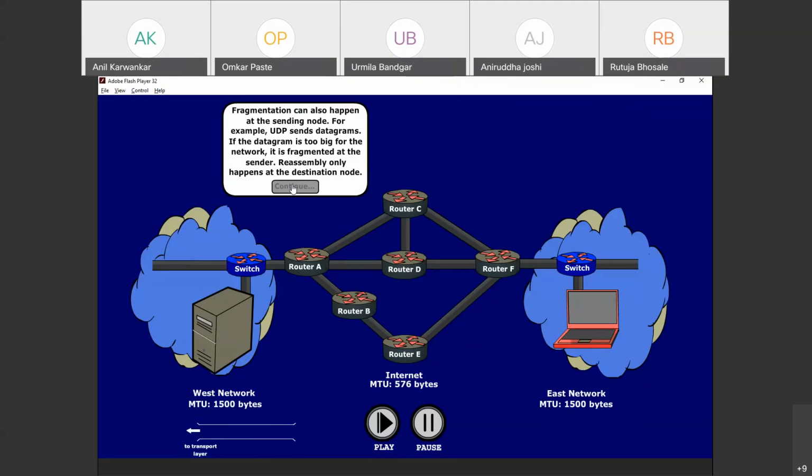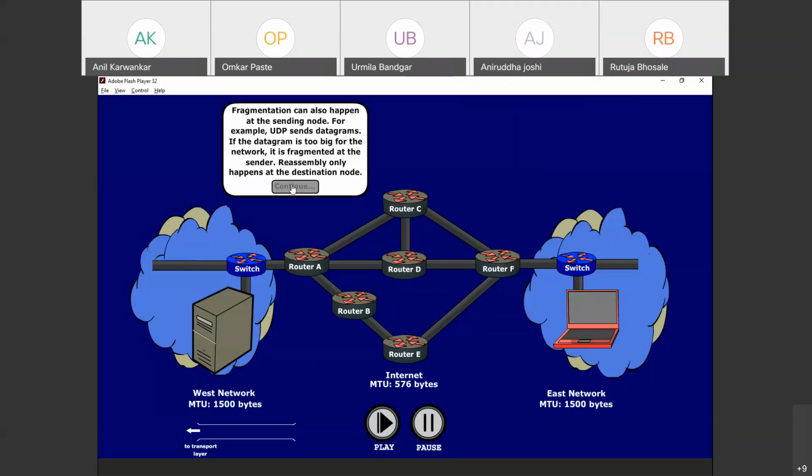Fragmentation can be at the sender's end also, because in case of TCP and UDP, the network layer protocols and the transport layer protocols, UDP sends actually the datagrams. If the datagram is too big for the network, it is fragmented. Remember this very carefully. If the datagram is too big for the network, it is fragmented at the sender's end. The reassembly only happens at the destination end.